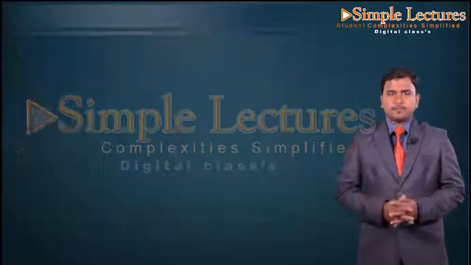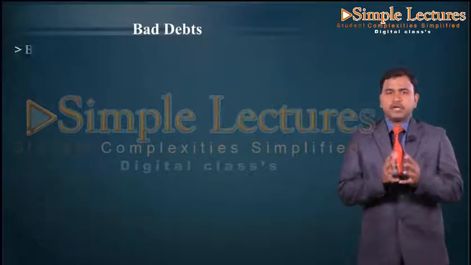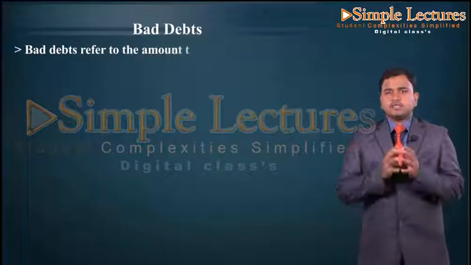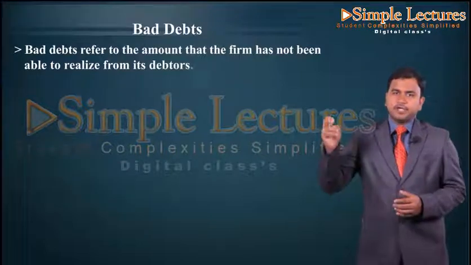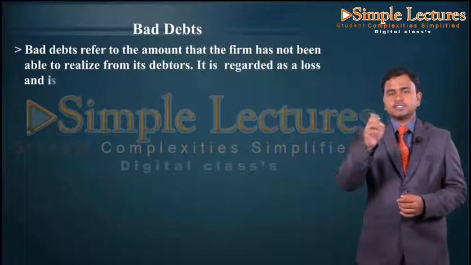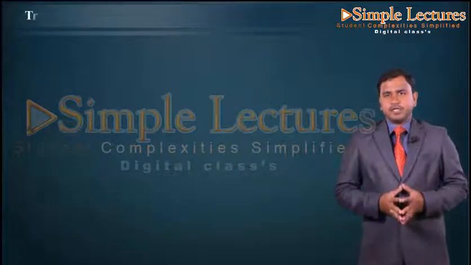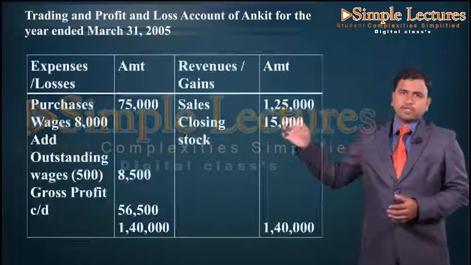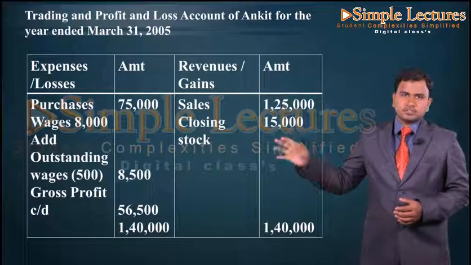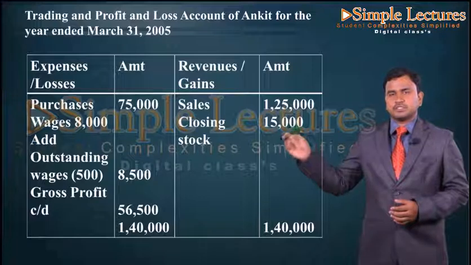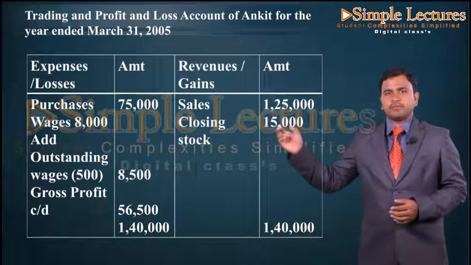Now the next concept we have is bad debts. Bad debts refers to the amount that the firm has not been able to realize from its debtors. It is regarded as a loss and is termed as bad debt. Now, coming to the trading and profit and loss account, we can have a look here. We are not going to change anything in the trading account. Everything remains the same, where gross profit was 56,500 in the previous example, and even here the gross profit will remain the same.